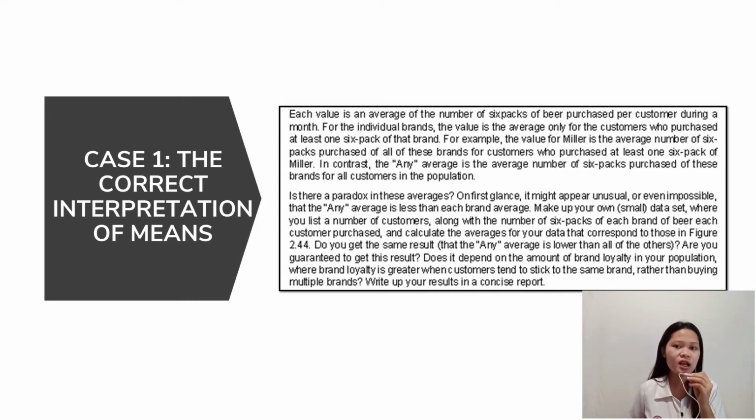On first glance, it might appear unusual or even impossible that the Any average is less than each brand average. So, make up your own small dataset where you list a number of customers along with the number of 6-packs of each brand of beer customers purchased, and calculate the averages for your data that correspond to those in figure 2.44 that I will show you later.